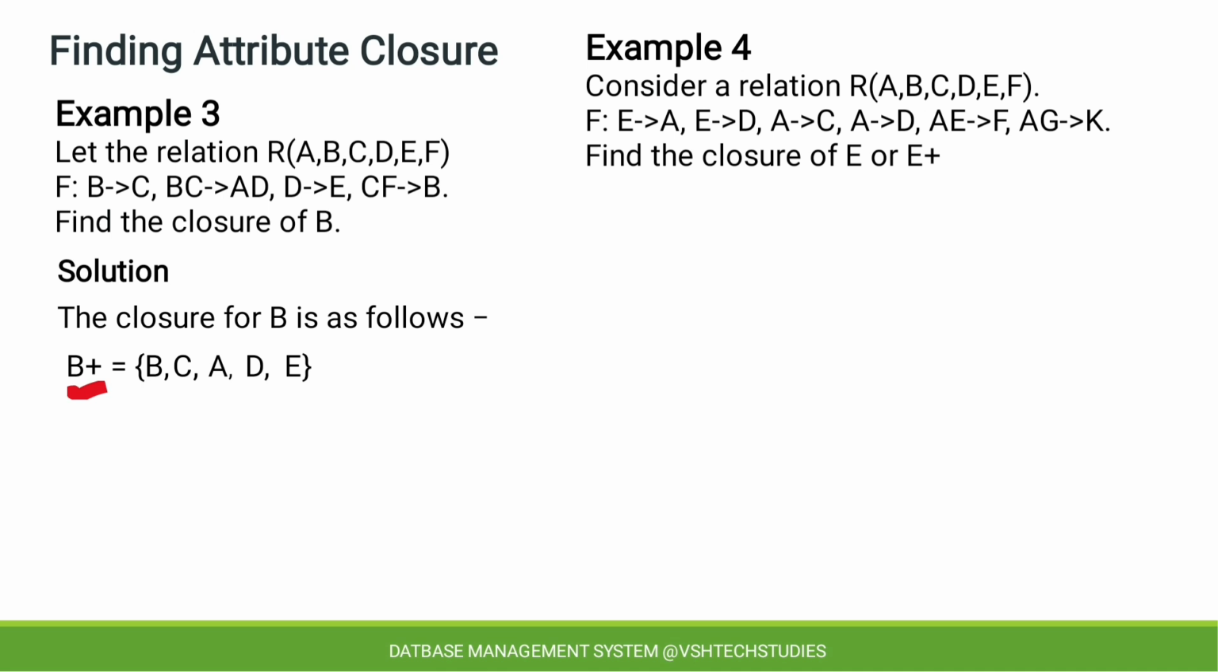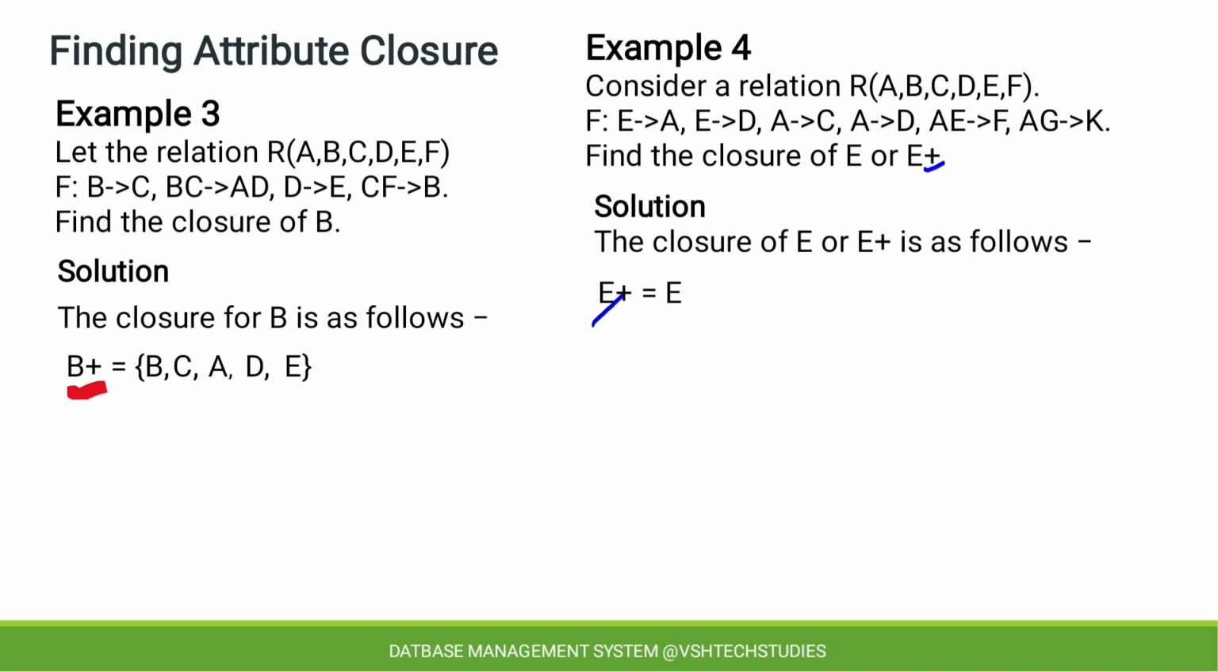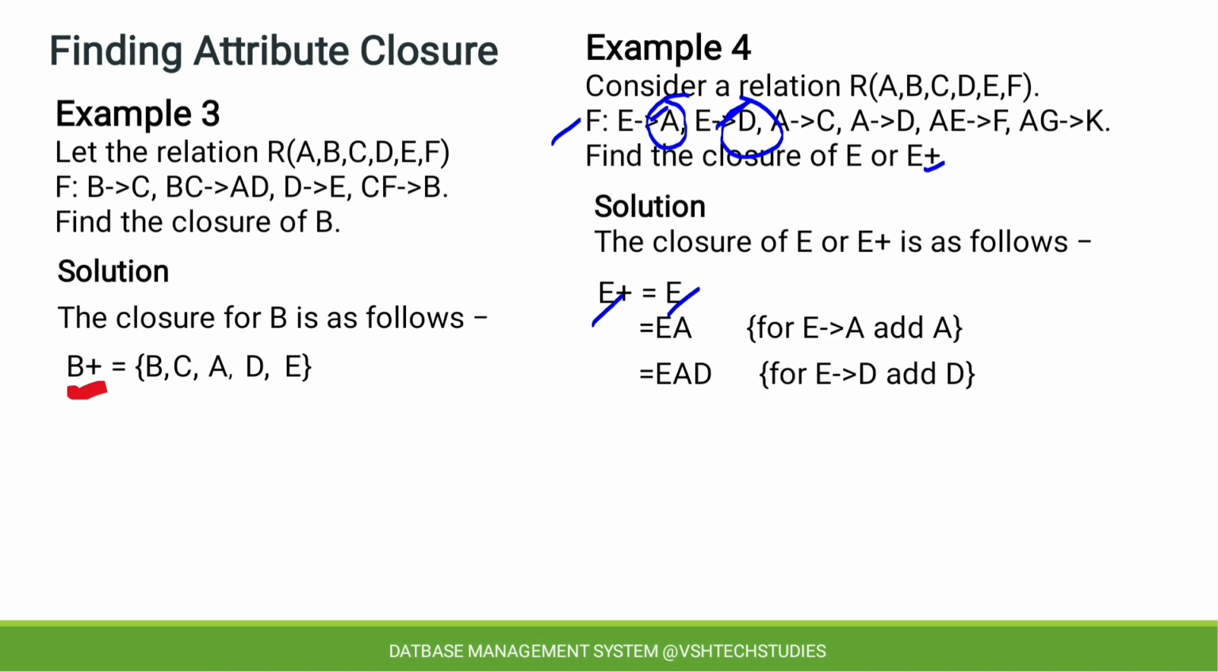The solution is E closure has to be found out. So first, E can determine E, hence E only is added to the result set. Next, if you observe the functional dependency set, E determines A, E determines D, hence A and D must be added to the result set. So in the next step, A is added, then D is added.